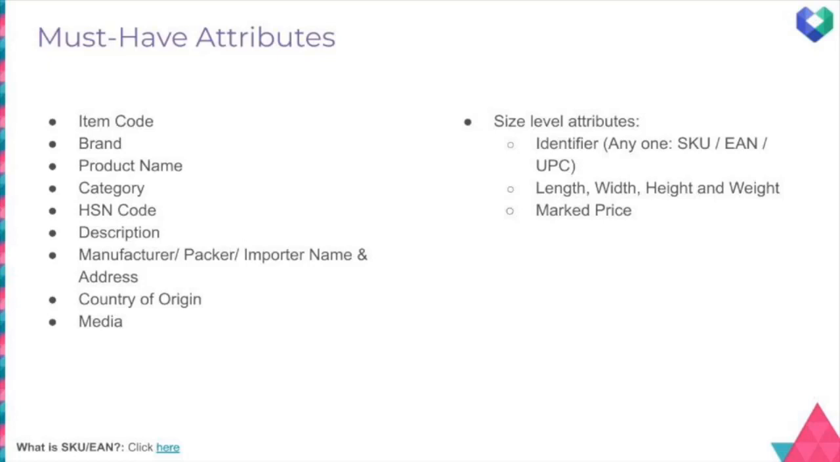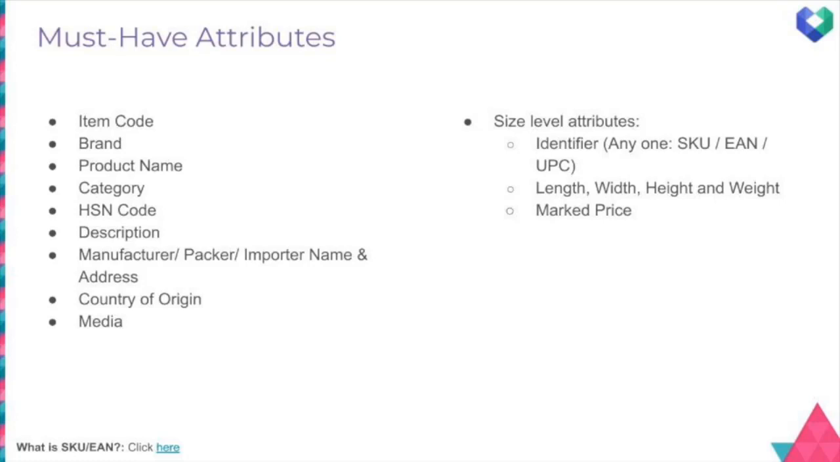Then there is the description of the product that you're selling. We need your manufacturer, packer, or importer name and address, the country of origin, and media. Media is basically your image files. Also, for size level, we need an identifier, whether it's a SKU, EAN, or UPC, and the length, width, height, and weight of the packaging material that you will be sending it in, and also the mark price, the price at which you want to sell your product.